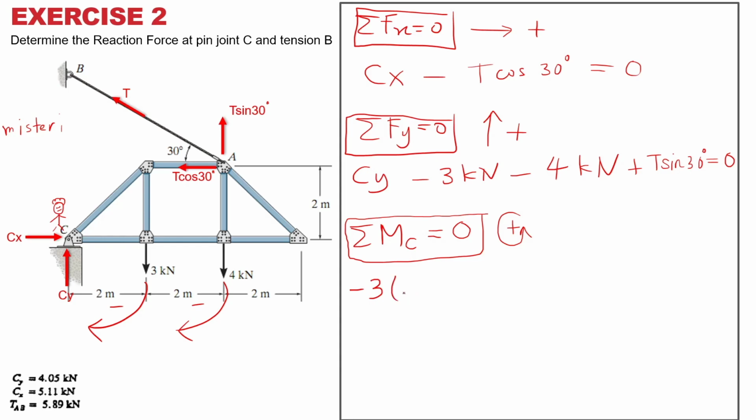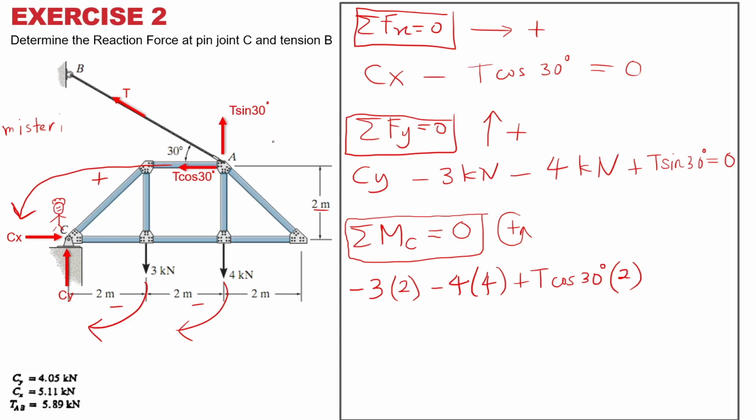So plug in. 3 times distance 2. Minus 4 times distance, which is 4 also. And then you've got two components. One is T cos 30 degrees. And you've got another component. T cos 30 degrees is actually rotating counterclockwise, so positive. T cos 30 degrees times the distance. Distance is 2 meter.